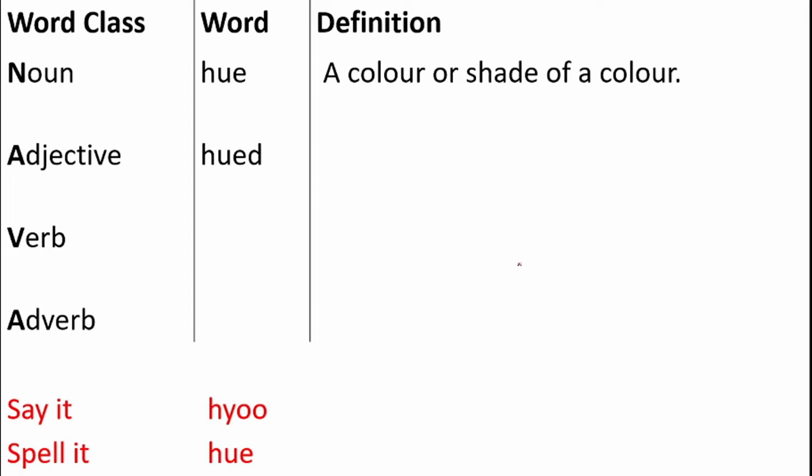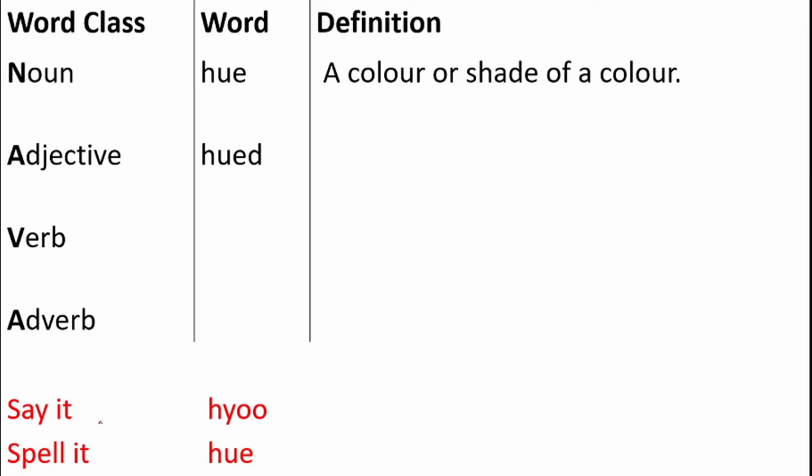And as you can see, it doesn't have other forms. It doesn't have a verb or an adverb. So you can have hue being a noun or hued being an adjective. And the definition is a colour or a shade of a colour. So hue's a word that you could use instead of colour, basically. And hued is a word that you could use instead of coloured. So very useful in descriptive writing.